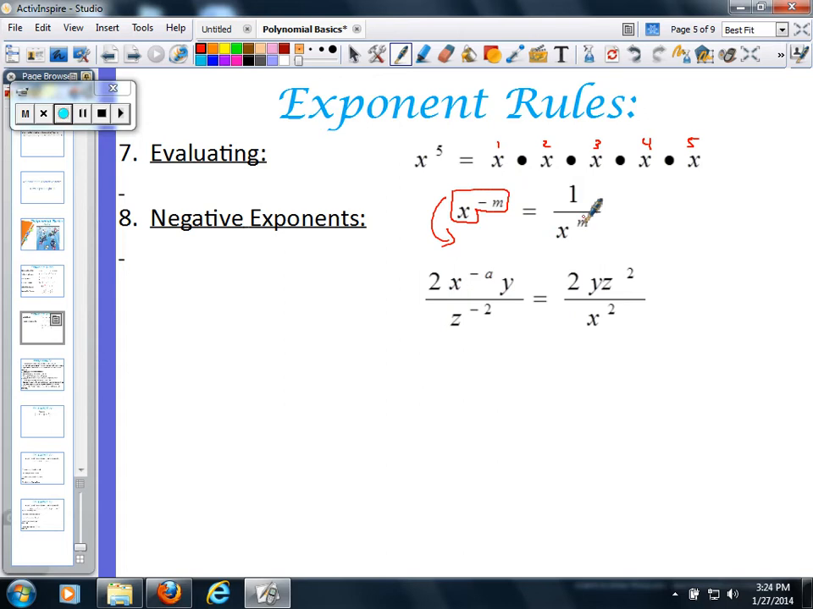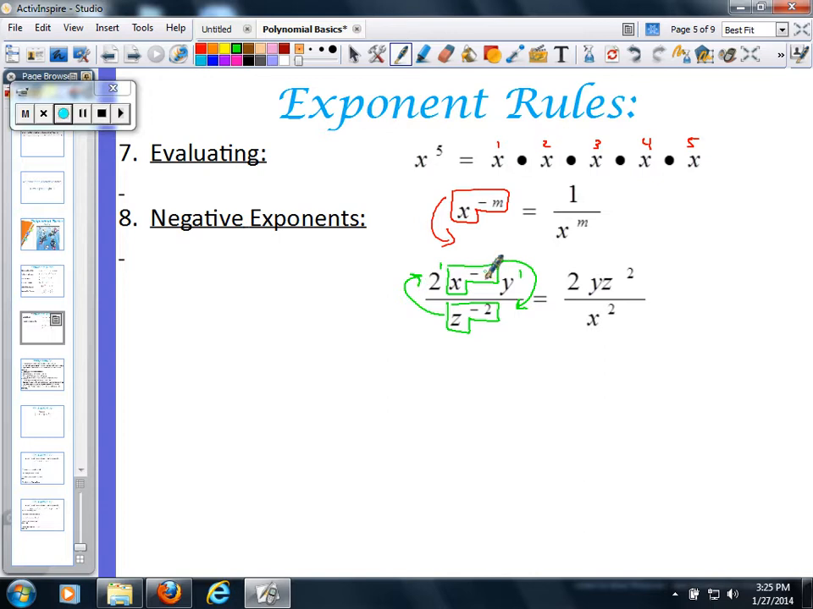Another example I'm going to use, and this one's a little bit more involved so you can actually see what happens. I don't want you guys to think that you're just flipping the fraction. That is a reciprocal. That is not what you do with the negative exponent. So I have 2x to the negative a y over z to the negative 2nd. Well, the exponent of 2 and y is 1. So I'm going to take just the base with the negative exponent, and it goes to the other side, which means z to the negative 2nd goes up.